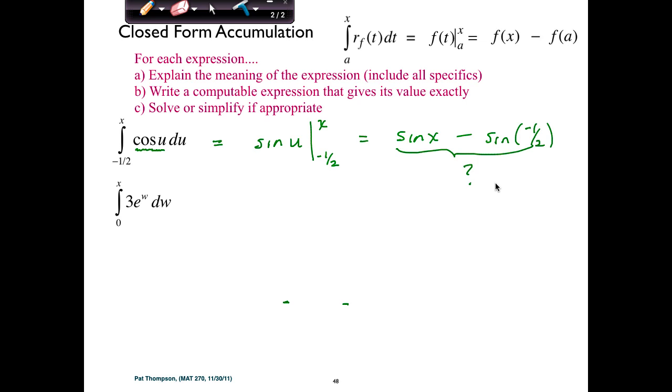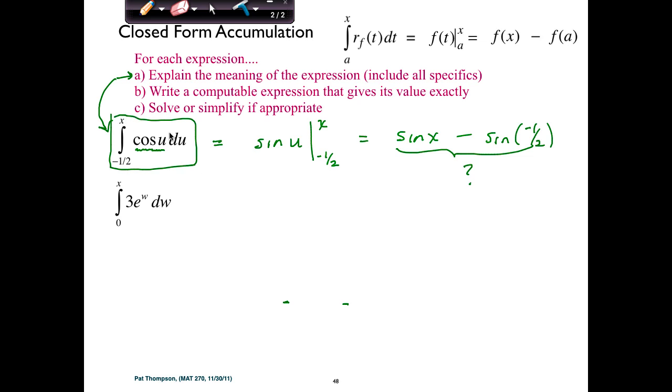So this new expression that I just found, what is its meaning? It's the antiderivative. Okay, so sine u is the antiderivative. I guess we never did part A, right? We never answered what is the meaning of that expression. So let's go back and do that.